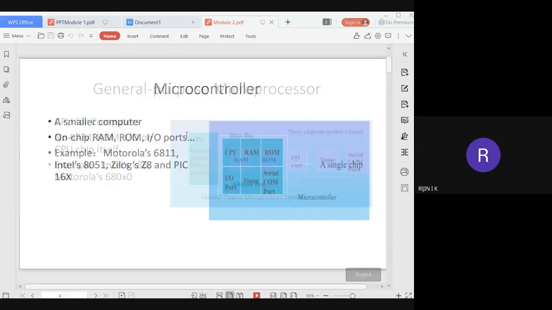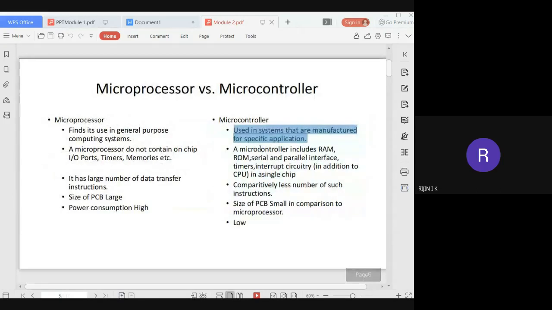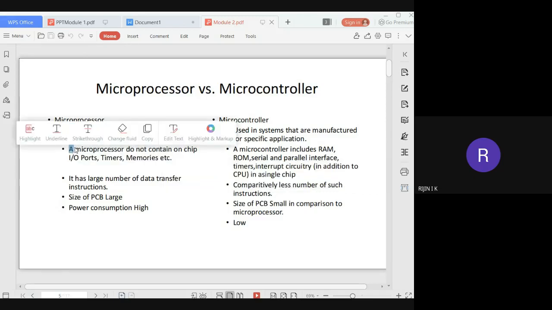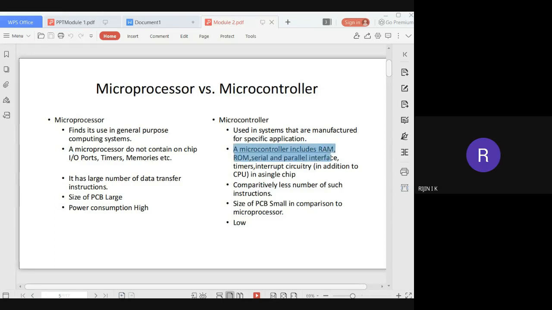A microprocessor can be used for general operations entirely. But a microcontroller, what is it for? It will be designed to perform a particular application only. We design microcontrollers for a specific application. And a microprocessor does not contain on-chip I/O port, timers, memory. Everything we have to connect externally. But a microcontroller includes RAM, ROM, serial port, everything will be there. So that is the next difference.